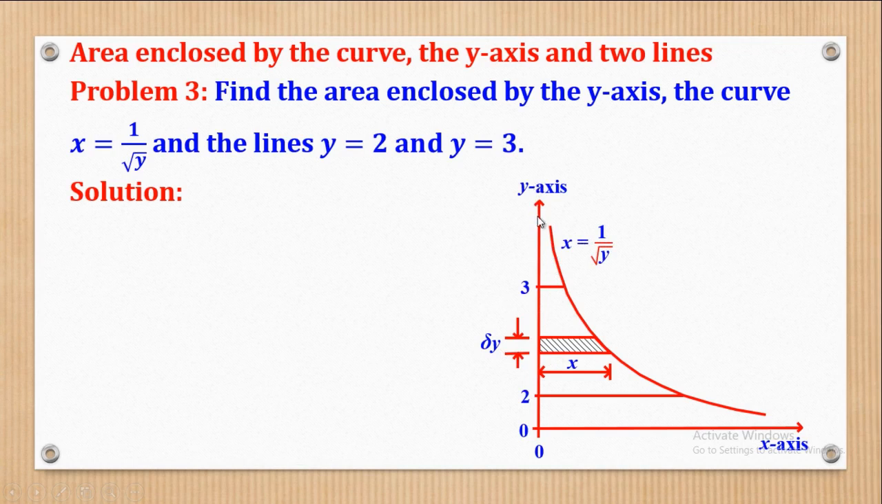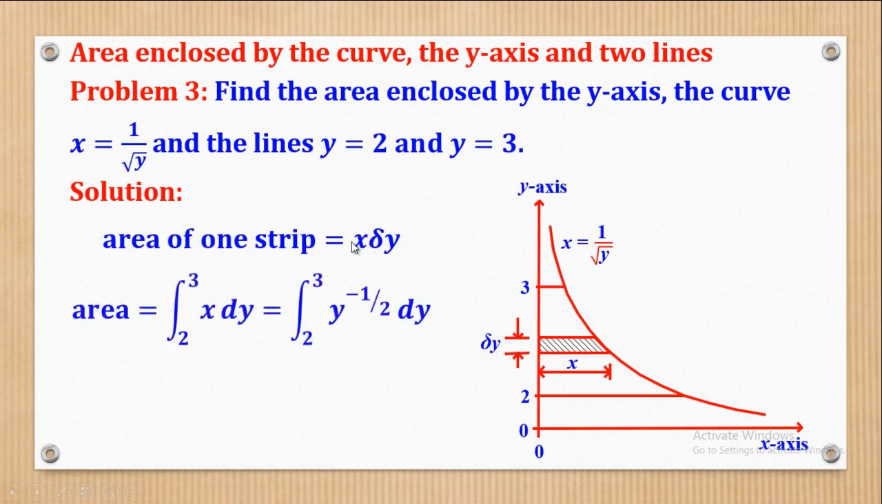So the area they want is the area enclosed by the y-axis, this curve, and these 2 lines. I realize that that area is from here to there to here and that. So the area enclosed by this shape is the required area. So what we do, we take a strip with dimension small change in y and x. Therefore, the area of that one strip will be equal to x times small change in y.